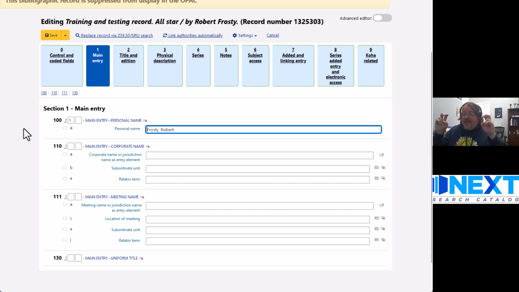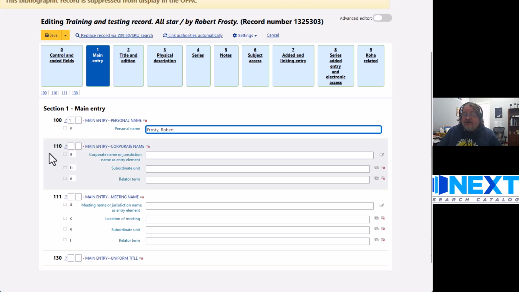To explain main entry to people, think of card catalog cards when they were still paper cards. One of the materials had a card for author, title, and subject. The author card was considered the main card for a set of card catalog cards. And so the main entry was an author field. And in what we've got Koha stripped down to for us, the main entry can be a 100, which is a personal name, a 110, which is a corporate name.